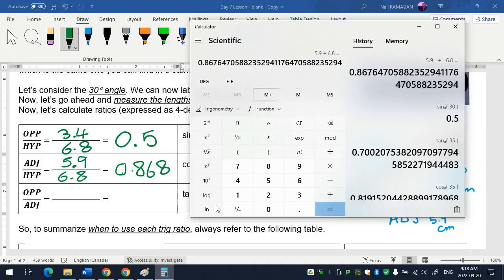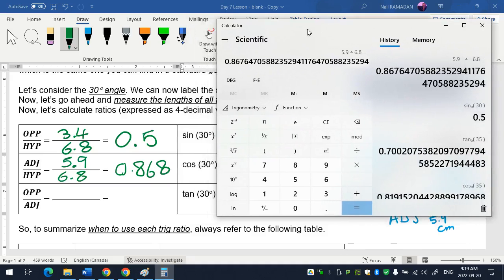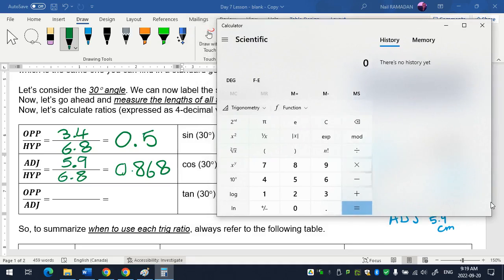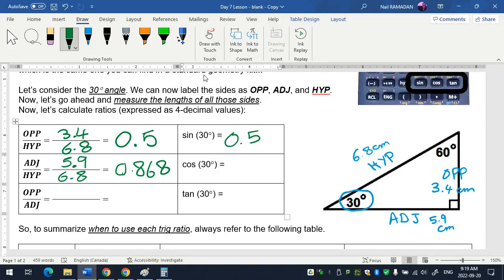Let's get the cosine of this. All right, clear everything. Okay, so 30 degrees. Which one am I going to choose now? Cosine. We're ready? Let's see how close we get to this. Nice. 866. Which means your measurements were so accurate. So 866.